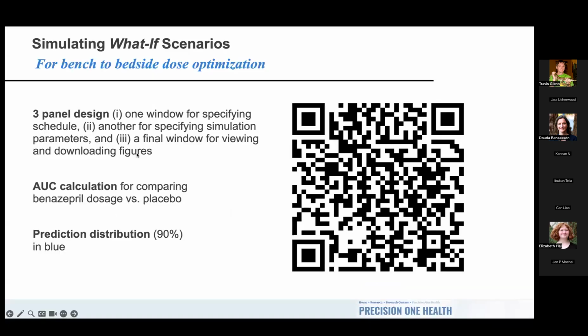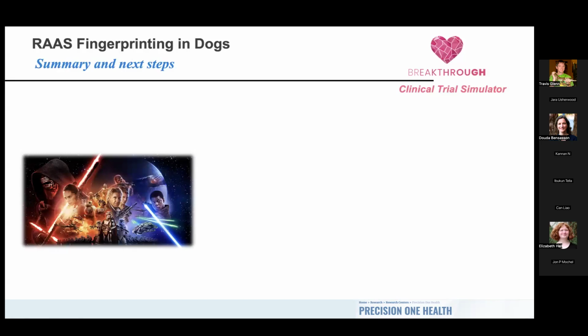So as I was telling you, we have three different panels for the simulators. One specifies the drug dose schedule. You play with how many dogs you want to simulate, or download the figures from those simulations if you want to keep those for your records. And as I was telling you, we calculate the area under the curve, and we compare those between doses and placebo.